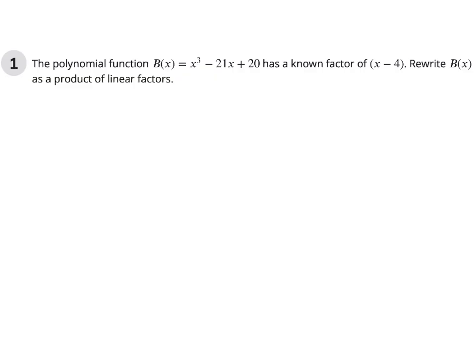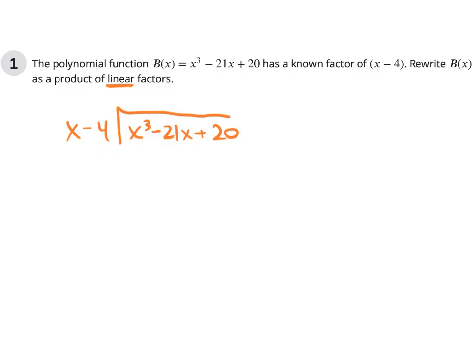Okay, we need to write this as a product of linear factors. That means x to the first power. That means we need to divide it by x minus 4. If this is a factor, it should give us 0. If we don't get 0, we did something wrong, so please go back and check your math.